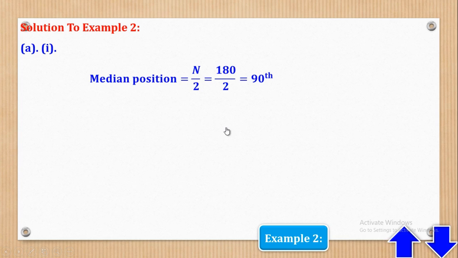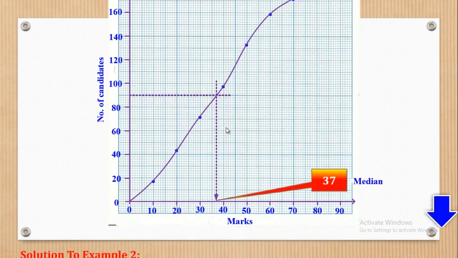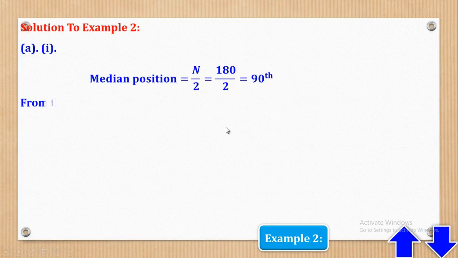What does that mean? It means that now you'll go back to your cumulative frequency and look for 90, which is that, take a horizontal line to meet the curve, and then drop a perpendicular to meet the horizontal, and when you read off this value, that will be your median. So this value will be 37. So shall come here and state that our median is equal to 37.